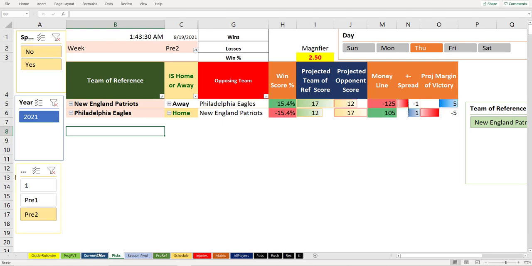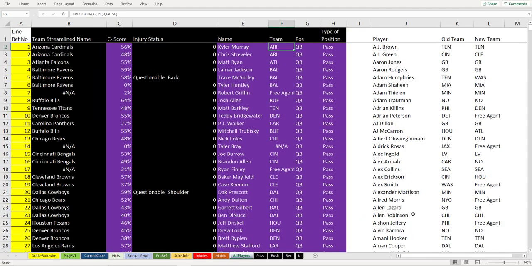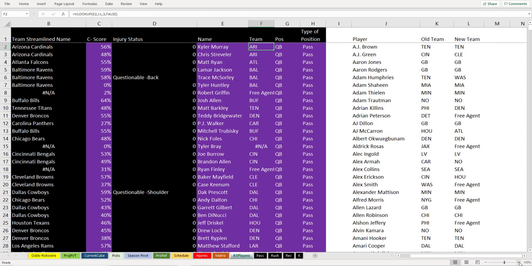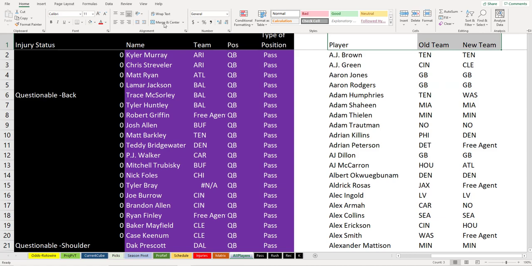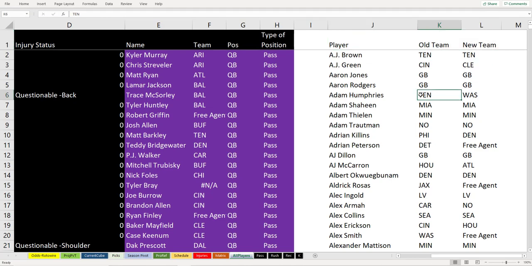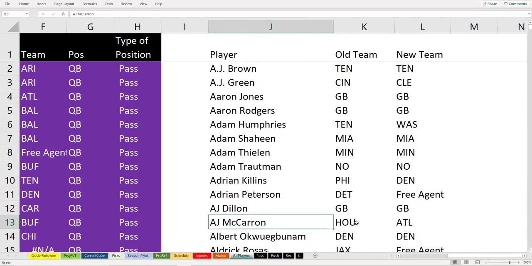I went and grabbed all the players from last year. And what I did was I checked to see if they were on an old team last year and whether or not that team changed this year. So right over here basically we have a new list of players. And this is really helpful, and basically I'll explain why. Like people who changed, like Adam Humphries used to be on Tennessee and now he's on Washington. Okay, that's an example of a change. AJ McCarron used to be on Houston, now he's on Atlanta. Adrian Peterson played for Detroit, now he's currently not signed and is a free agent.